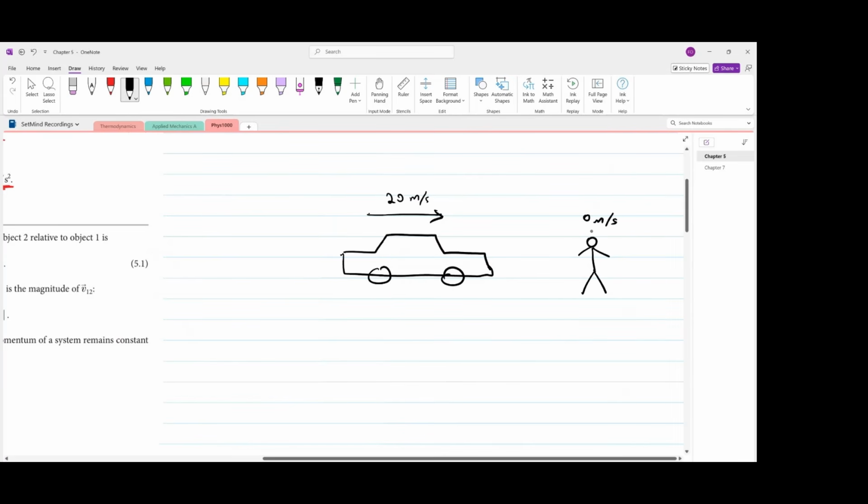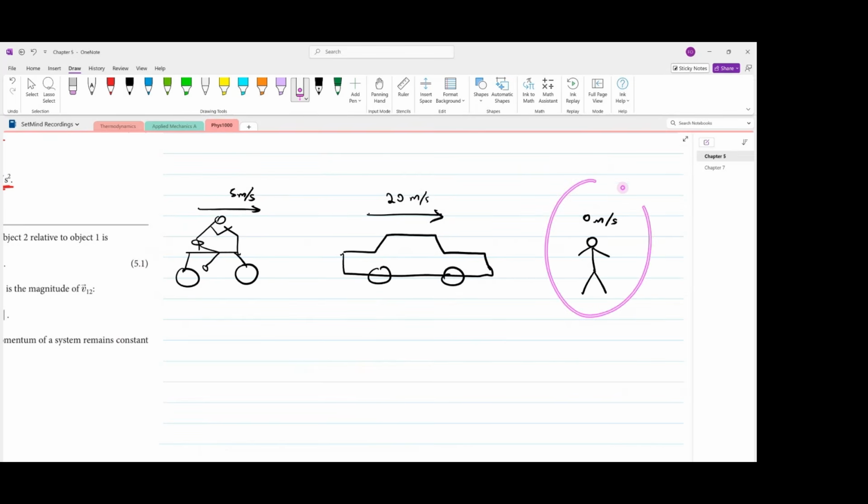And then let's say there's a cyclist. We have a cyclist, and the cyclist is moving at 5 meters per second, okay? So now, we as the observers of this, we are in the perspective of this guy, right? So we are moving at 0 meters per second. So from our perspective, this car is moving at 20 meters per second. This bicycle is moving at 5 meters per second.